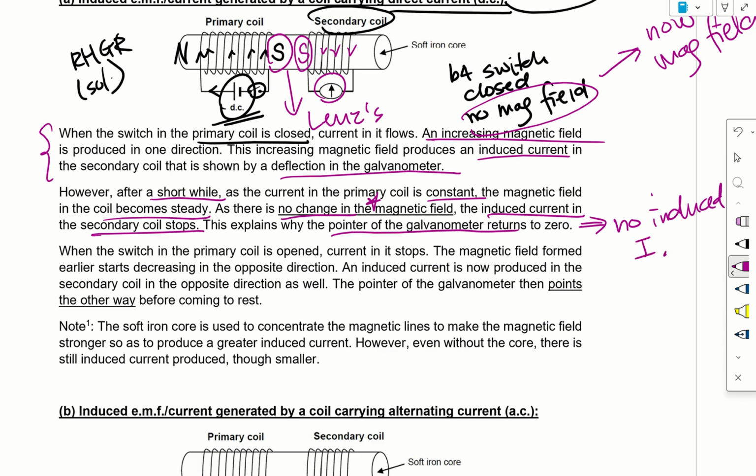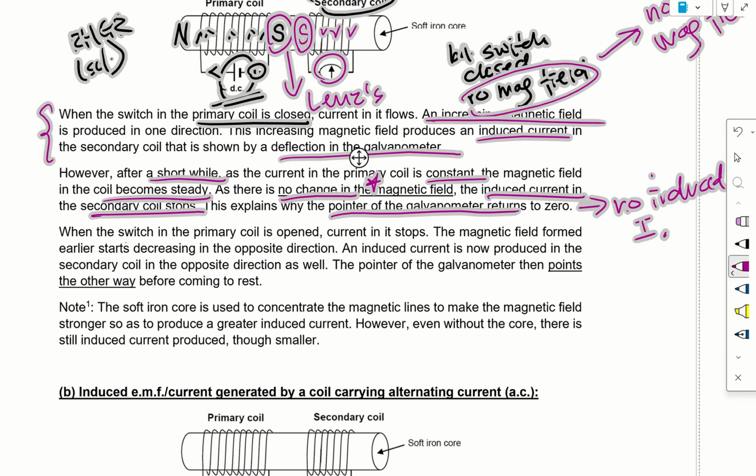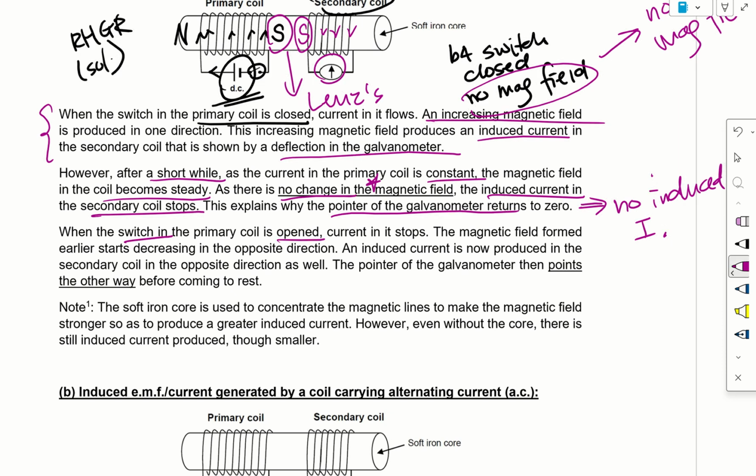Okay, so I can then turn on or open up the switch. When I open up the switch, current stops, right? So from having a magnetic field to no magnetic field. The magnetic field from earlier starts decreasing in the opposite direction, and induced current will now be produced in the secondary coil in the opposite direction.